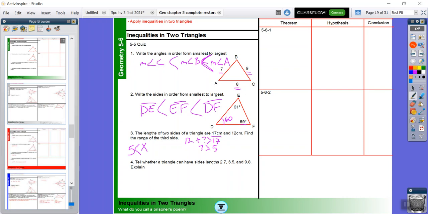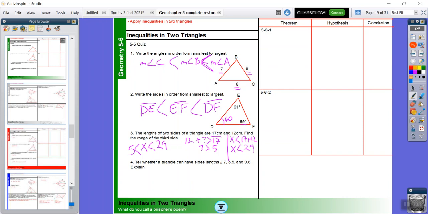Now let's assume for a second that the question mark is the largest side. We're going to assume that x has to be less than 17 plus 12, so x is less than 29. So we know that the range of side lengths is going to be between 5 and 29, and it cannot equal either.